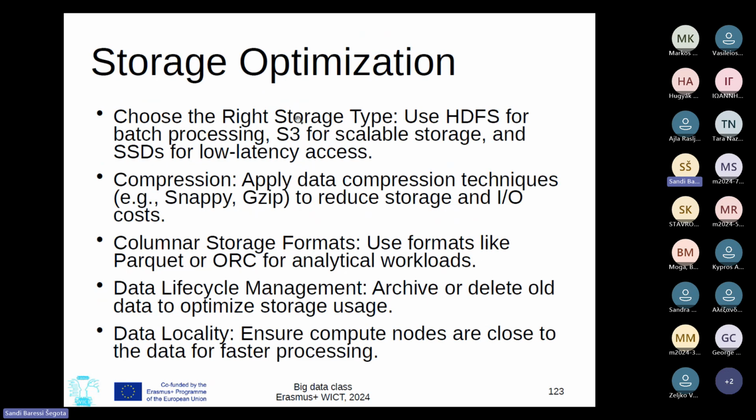Then, when it comes to storage, there are a lot of optimizations that you can do storage-wise. First, it's choosing the right storage type. It says here, HDFS if you're batch processing, you need scalable storage like S3, and if you're talking about hardware level, use SSDs instead of HDDs, stuff like that.